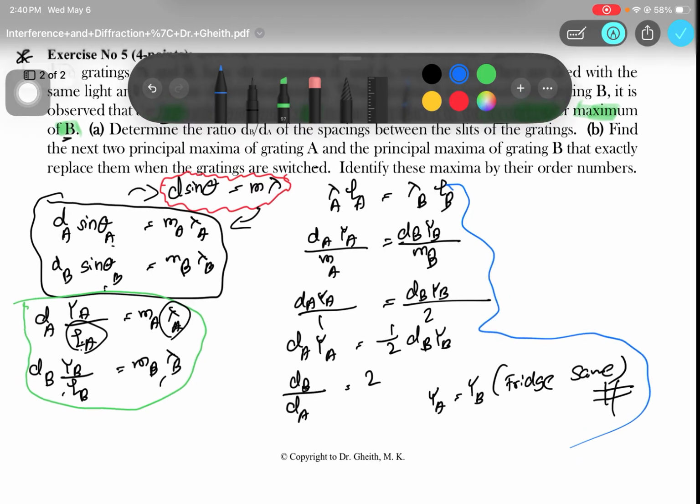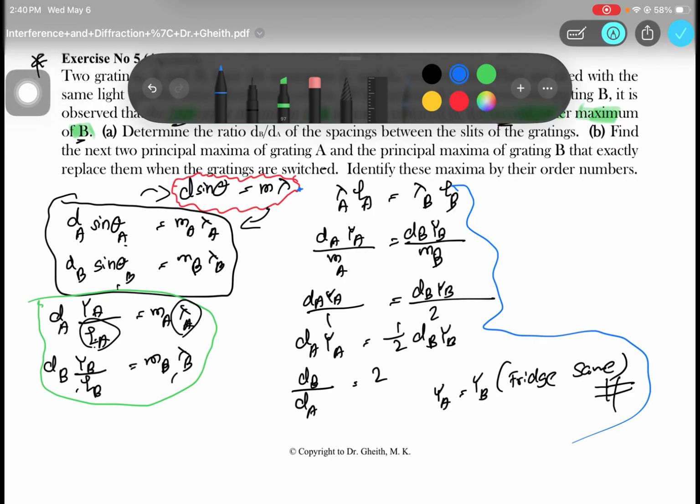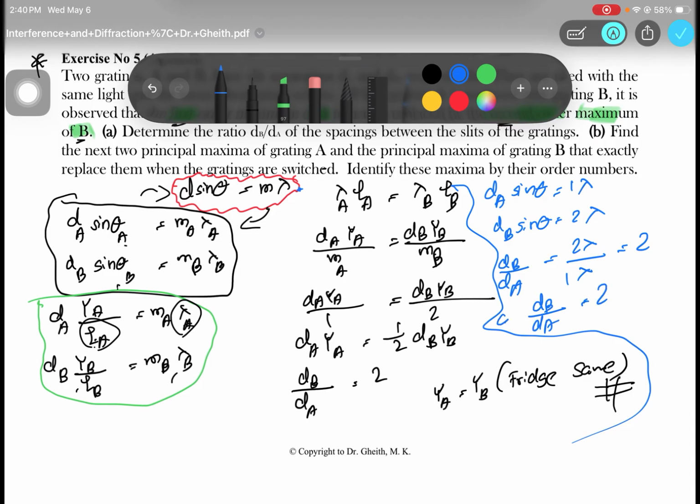When we use these equations, you can write d_A sine theta is 1 lambda, so d_B sine theta is 2 lambda. Alright, so d_B over d_A is 2 lambda by 1 lambda, so it's 2. So d_B over d_A is 2. So this is the first question, determine the ratio of d_A and d_B.